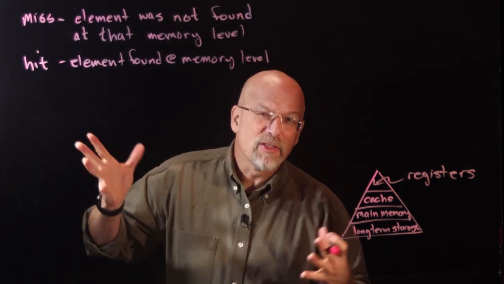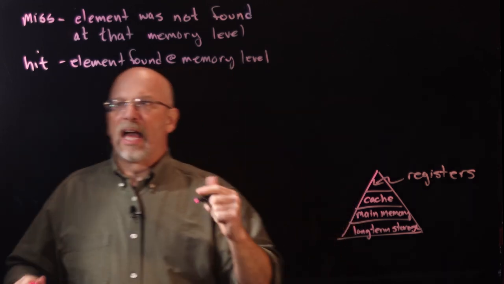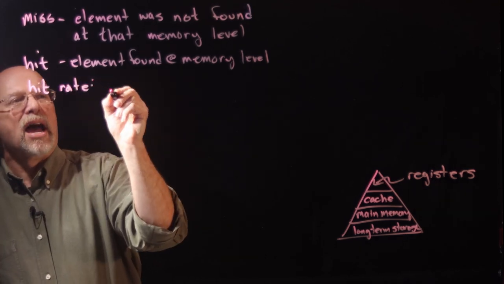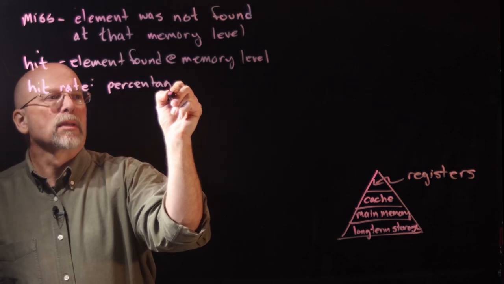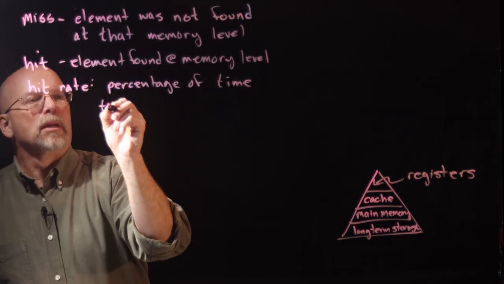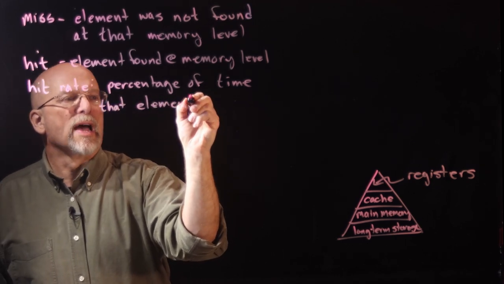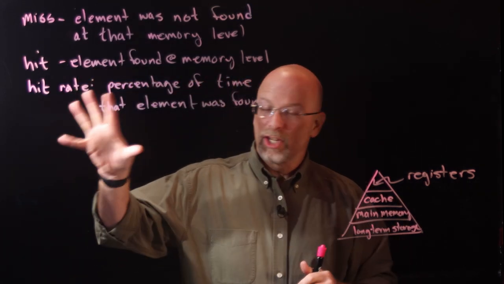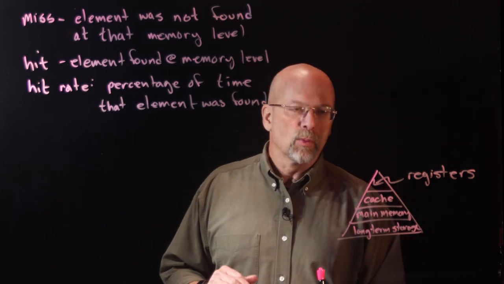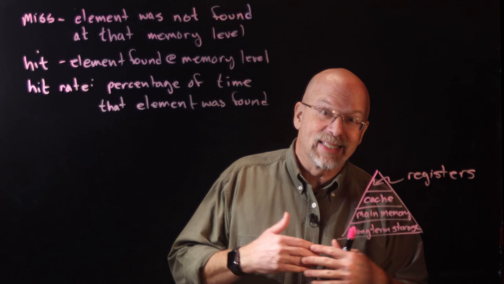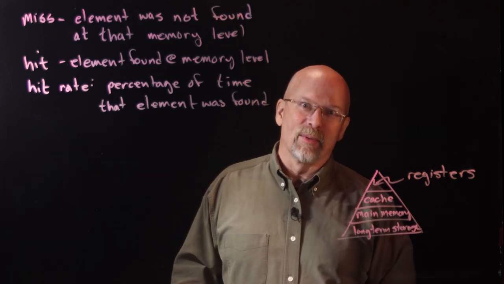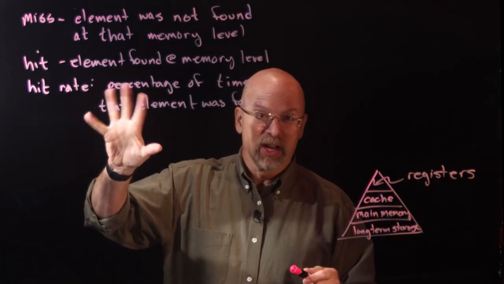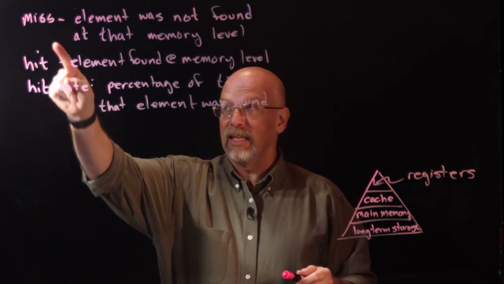Now, there's a couple of measurements we're going to be using. And one of those in particular, and there's a corresponding one for miss, is the hit rate. And that's the percentage of time that the element was found at a particular level. All right. So, for example, a 90% hit rate would say that out of every 10 times we went to the cache, 9 times we found what we were looking for, 1 time we had a miss. All right, and so basically the hit rate is the percentage of time, right? So 1 minus the hit rate is equal to the miss rate.